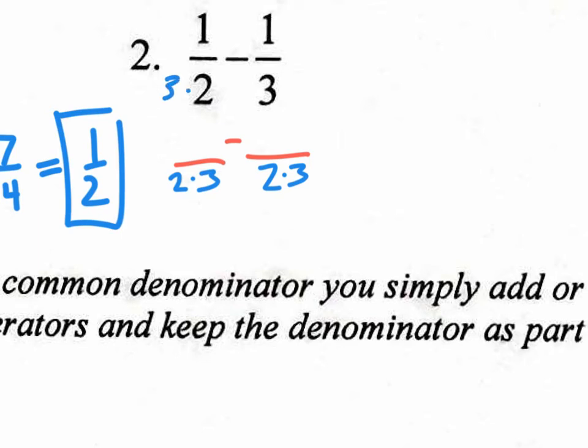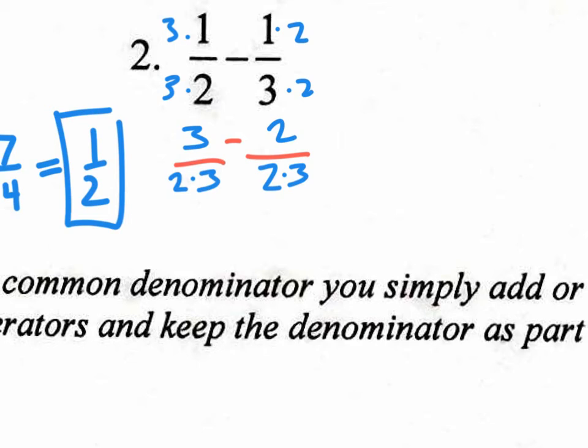Well, I multiply it by 3. Exactly. And what you do to the bottom, you do to the top. So you end up with a 3 up here. And how do I change the 3 to look like a 3 times 2? Well, you multiply it by 2. So you multiply it by 2 and you end up with a 2 up here. And now you have a common denominator.